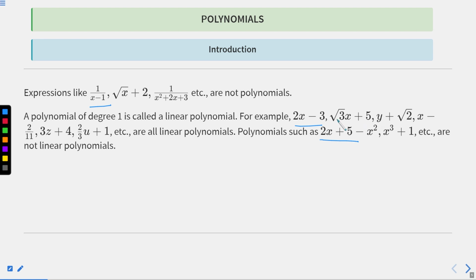This polynomial is actually a quadratic polynomial, and this polynomial is a cubic polynomial. And these expressions are not polynomials since here the power of the variable x is not a whole number. That is why the expressions 1 by x minus 1, root over x plus 2, 1 over x square plus 2x plus 3, etc. are not polynomials. For being a polynomial, the power of the variable x should be a whole number, otherwise that expression will not be a polynomial.